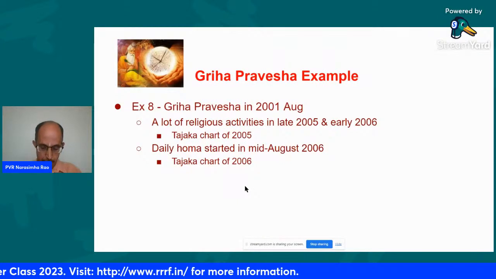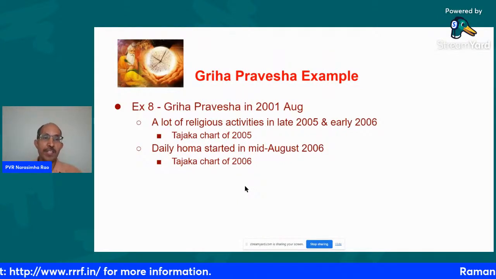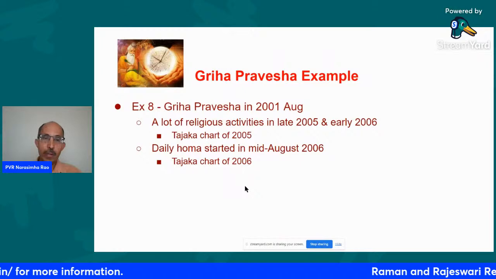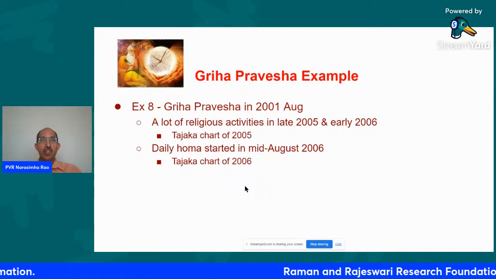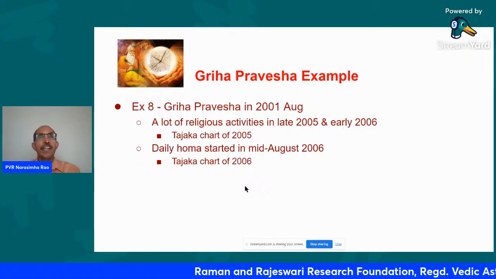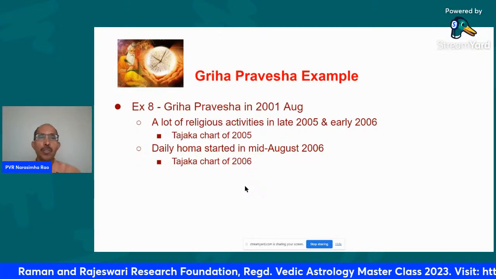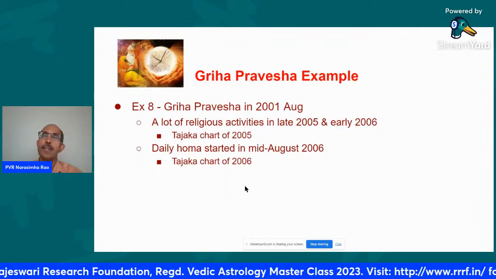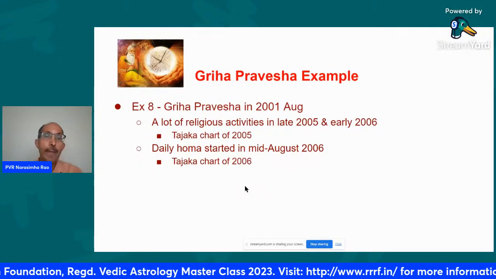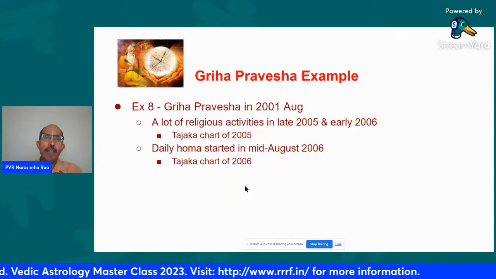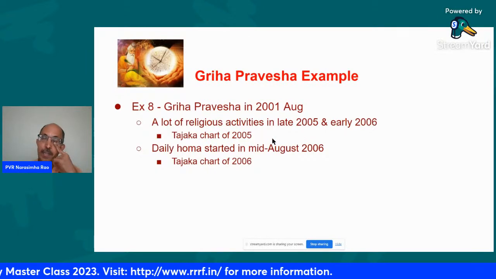Finally, before I conclude and open up for questions, we'll look at a Gruha Pravesha chart. So if somebody does Gruha Pravesha in a house, the kind of things you can see is leaving the house or having some problems with the house, maybe some damage to the house, etc. But I will look at some positive things here in this particular example.